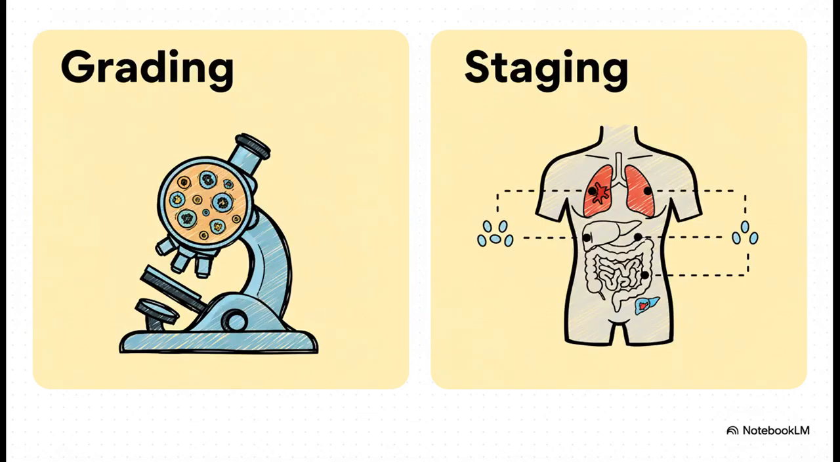All right, let's quickly clear up two terms that get confused all the time: grading and staging. Grading is what the pathologist does at the microscope. It's all about how ugly the cells look, which tells us how aggressive the tumor is. Staging, on the other hand, is a clinical assessment, usually with imaging, that tells us how far the cancer has spread. So just remember, grade is about appearance, stage is about spread.